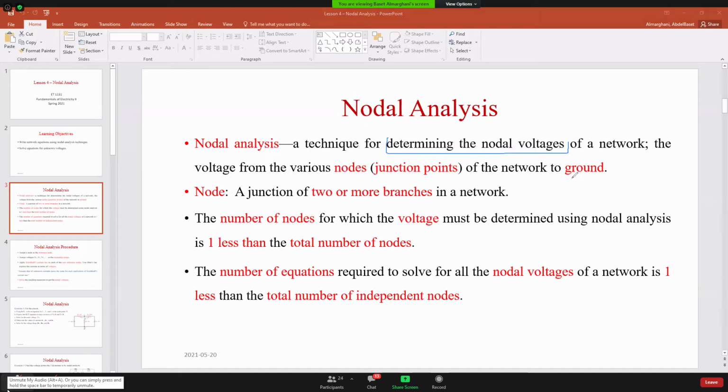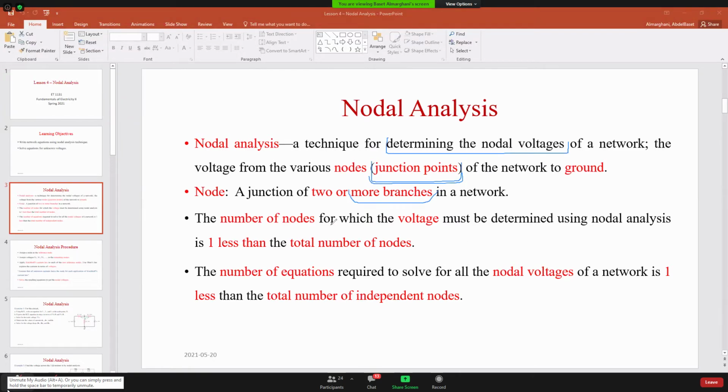So what is a nodal voltage that we're going to try to find? And when we find it, is that going to help me do anything? Yes. If we have the nodal voltage, we can find anything in the circuit. So what is a node? It is a junction, a point where branches meet, get together.